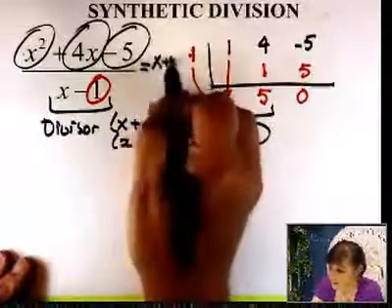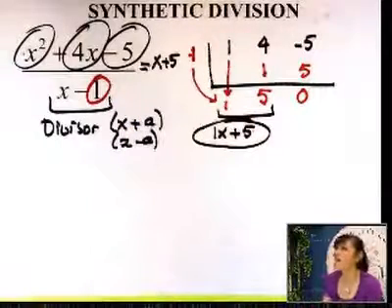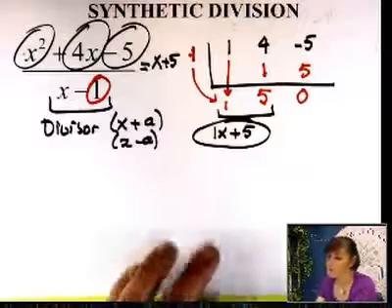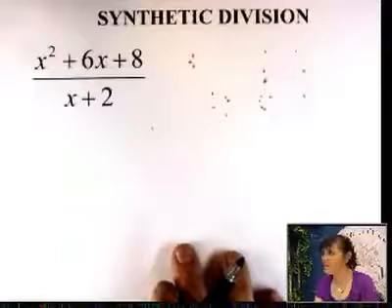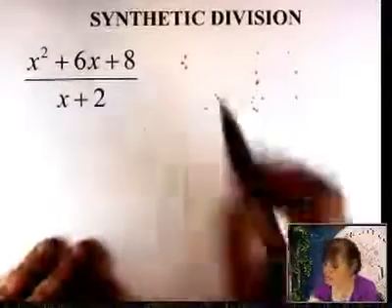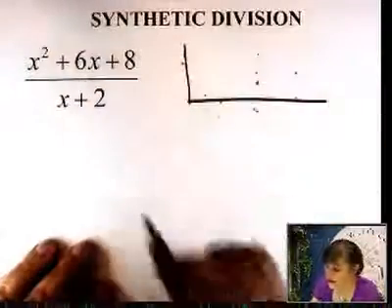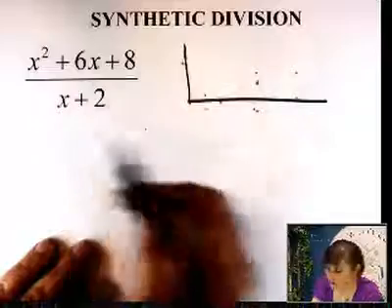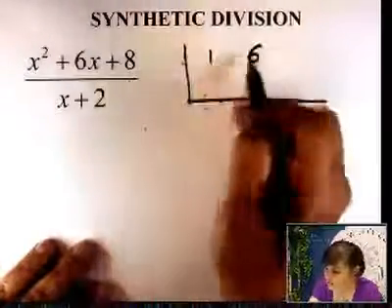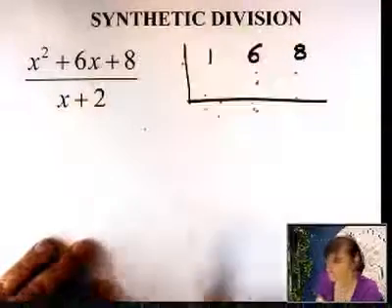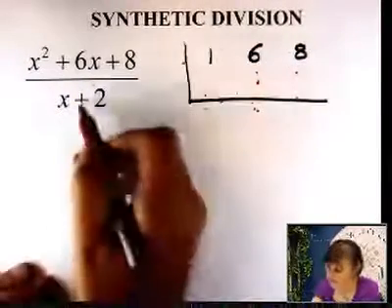I'll do a couple more. These are questions that I've done before, so you'll see it's a little faster when you do synthetic division. Let's do it with this guy. I'm going to start the same way. So what is going to happen here? This one's coefficient is 1, coefficient is 6, coefficient is 8, the constant term. This one is a plus.